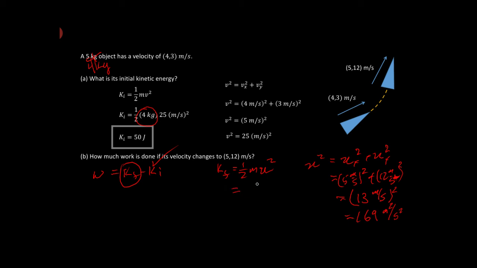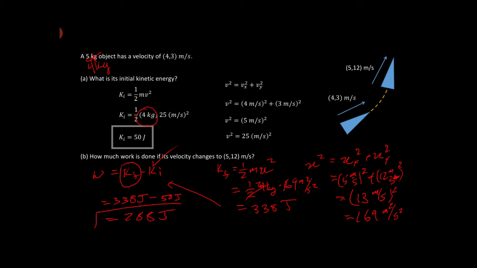So if we come over here, we have 1/2 times the mass, which is 4 kilograms, times the square of the speed, which is 169 meters squared per second squared. That's just like saying that's 2 times 169. That's 320 plus 18. So that's 338 joules. So then we can bring this in here, which is 338 joules minus 50 joules is equal to 288 joules. And that's it. That is the problem.